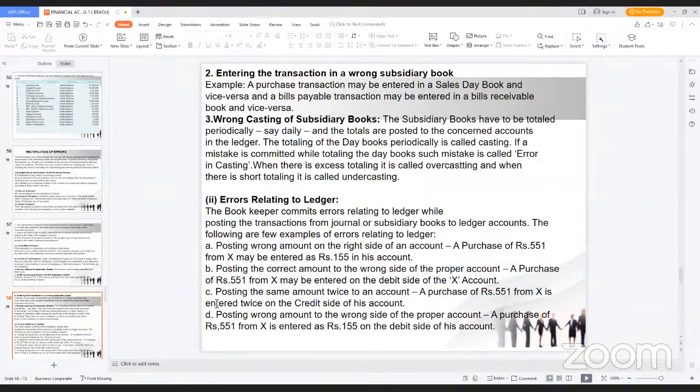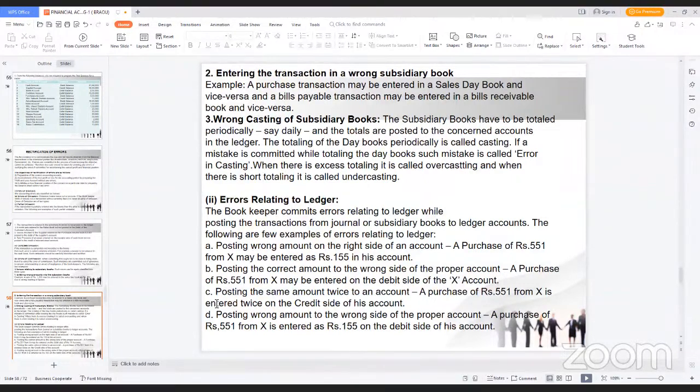Next, third one, wrong casting of a subsidiary book. The subsidiary books have to be totaled periodically, that is daily, and the totals are posted in the concerned account in the ledger. The totaling of day books periodically is called casting. A mistake committed while totaling that day book will be called the error of casting. Got my point?